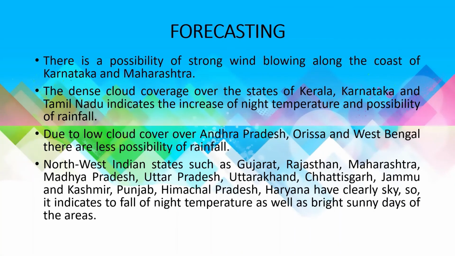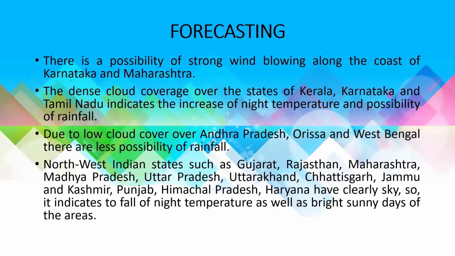Forecasting can be done by studying some points attentively from the weather map, such as identification of the steep pressure gradient zone, which indicates the possibility of strong wind, and the more cloud coverage areas are probable for rainfall and increase of night temperature. Similarly, clear sky areas are responsible for bright and sunny days at the particular station. Sea condition helps to predict whether there is any obstruction for the fishermen to go to the sea.